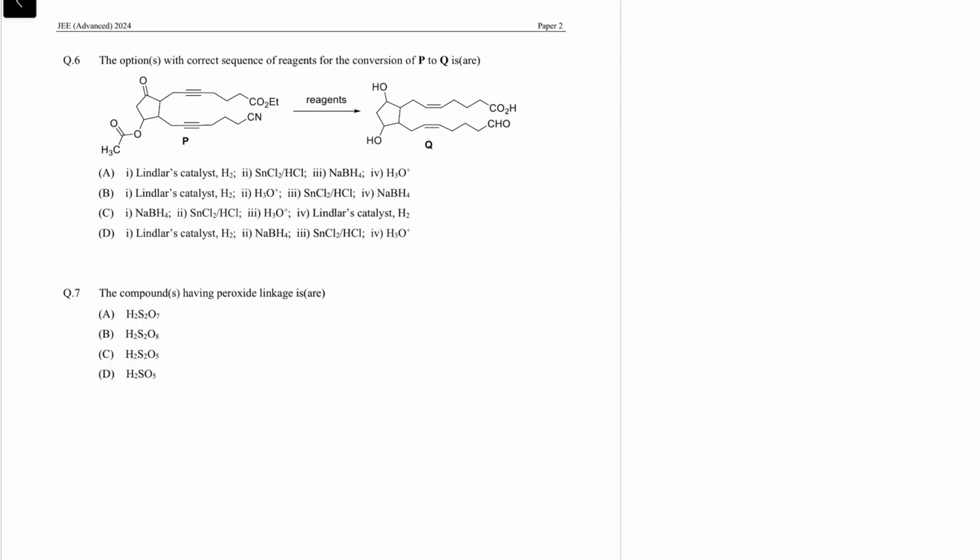The option with the correct sequence of reagents for the conversion of P to Q. Okay, the reagents in different combinations and different sequences are Lindlar's catalyst, SnCl2/HCl, which is Stephen's reduction, NaBH4, a reducing agent, followed by acidic hydrolysis. All right. Now let me tell you straight away the correct answer to this question is option C and option D. How? Let's see first option C.